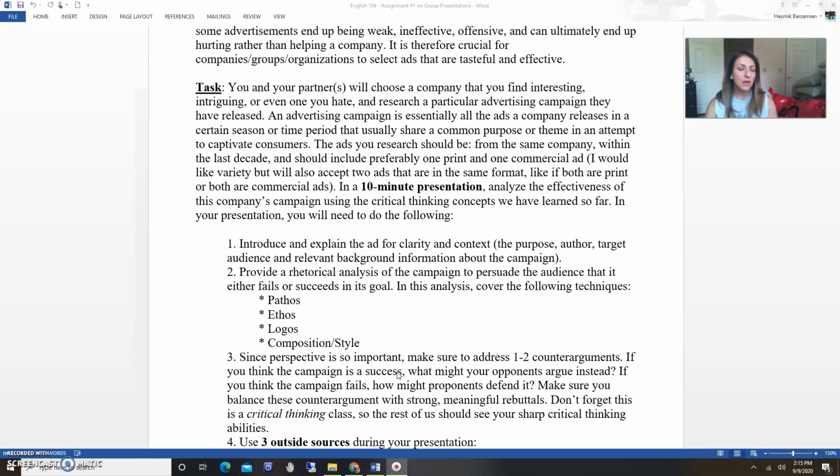So ultimately, your group has to choose a campaign that you think is rhetorically strong or rhetorically weak. And your job in the presentation is to defend your position. And no matter what comes along that challenges your position, you want to defend it. And that's ultimately what makes a really good presentation that has strong critical thinking skills.